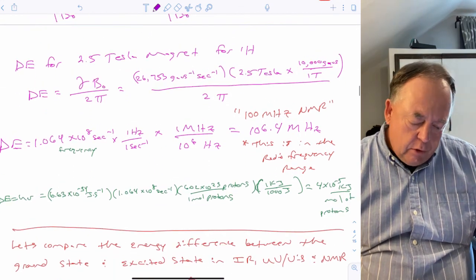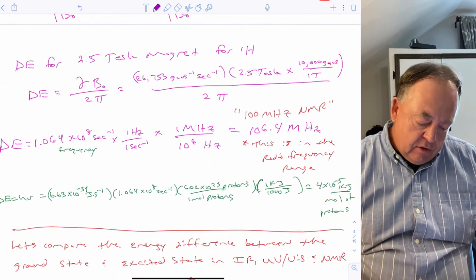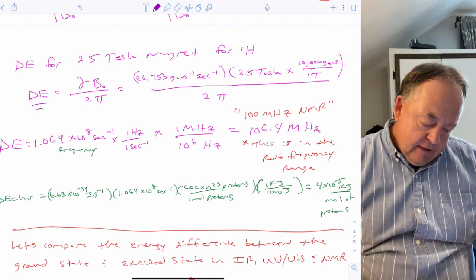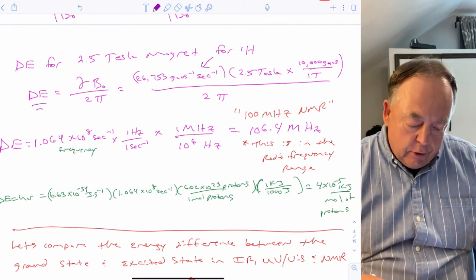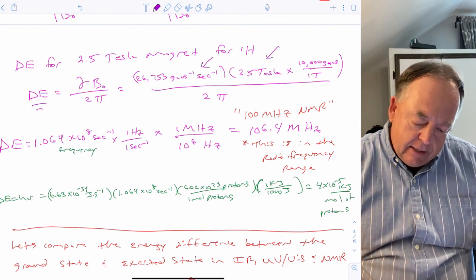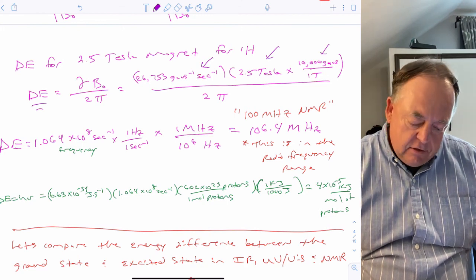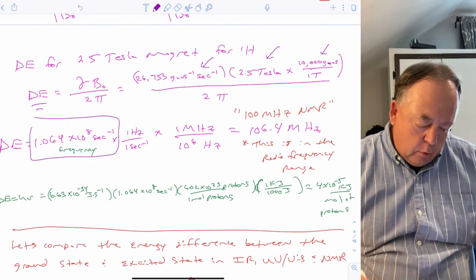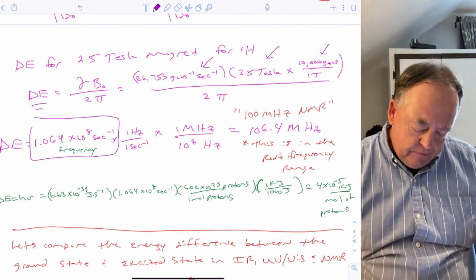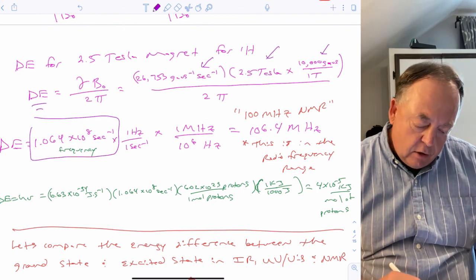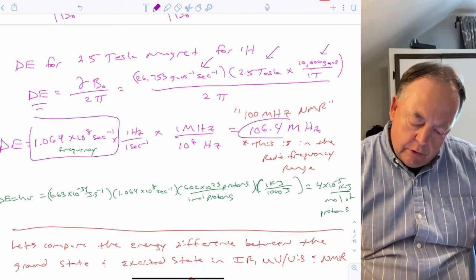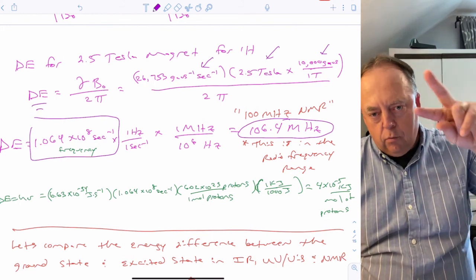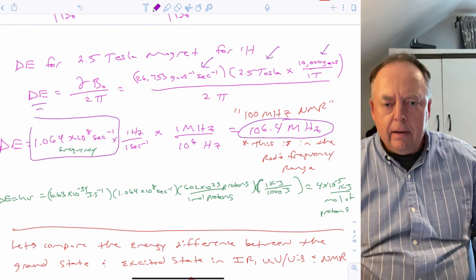Okay, so if we were on a 2.5 Tesla magnet instrument, we can calculate the difference in energy between the alpha and beta spin state. Plug in the magnetogyric ratio for proton, 2.5 Tesla magnet, convert from Tesla to Gauss. That would give you a frequency. So the frequency is 1.06 times 10 to the 8 inverse seconds. If we convert that to megahertz, you would need 106.4 megahertz energy to flip a proton from being aligned with the field to against the field. So that would be at 100 megahertz NMR.